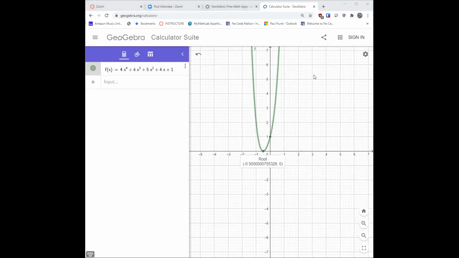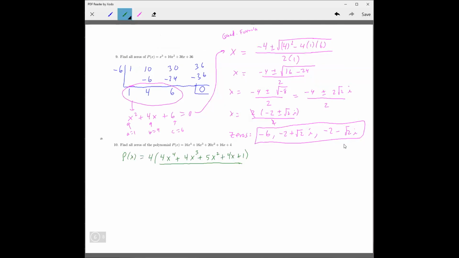Okay, so we'll go back to the problem, and with negative 1/2 we'll run synthetic division on that. So this is 4, 4, 5, 4, 1. Bring the 4 down. Multiply, that's negative 2. Add, that's 2. Multiply, that's negative 1. Add, that's 4. Negative 1/2 times 4 is negative 2. Adding, 4 minus 2 is positive 2. And then negative 1/2 times 2 is negative 1. Okay, and so that adds to 0.